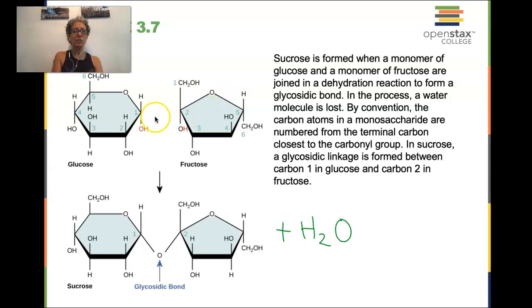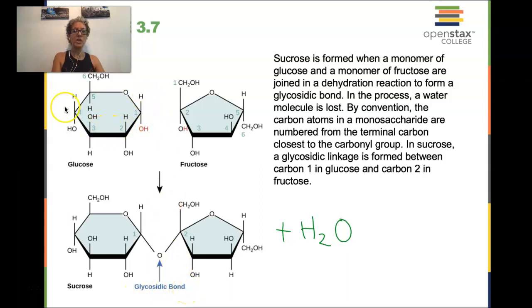So glucose and fructose combine to make sucrose because we are forming a bond between 2 carbohydrates. The name of that bond is a glycosidic bond.